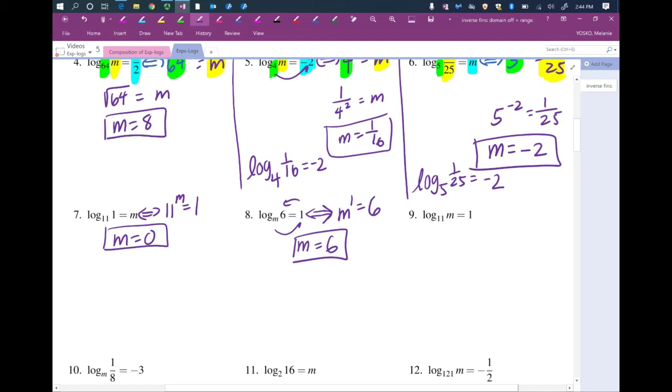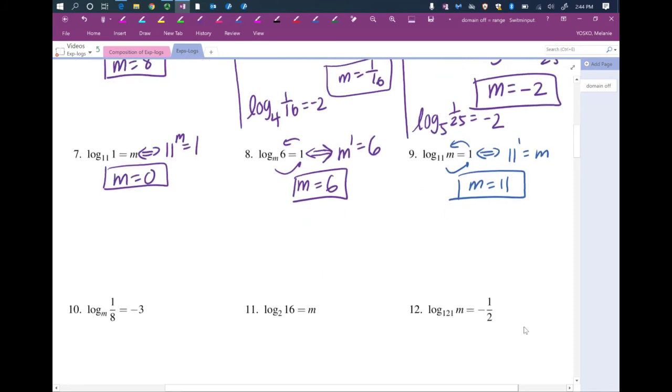Let's try another one. Look at 9. Log base 11 of m equals 1. You may be tempted to say that's the same thing as we did on 7, but I've switched the order of some things. So log base 11 of m equals 1 can be rewritten as an exponential. 11 to the 1 equals m. Well, that's just 11. Hopefully you're starting to get the hang of this. Let's do a few more.